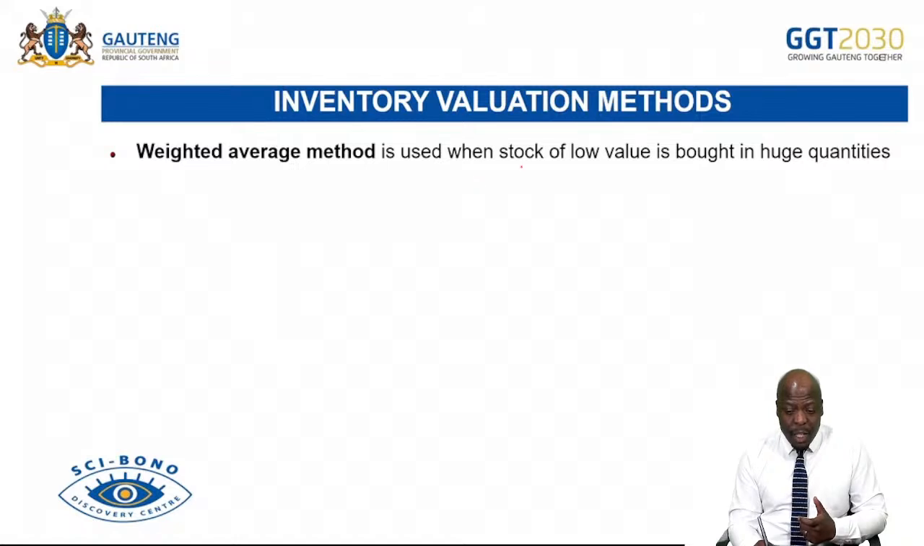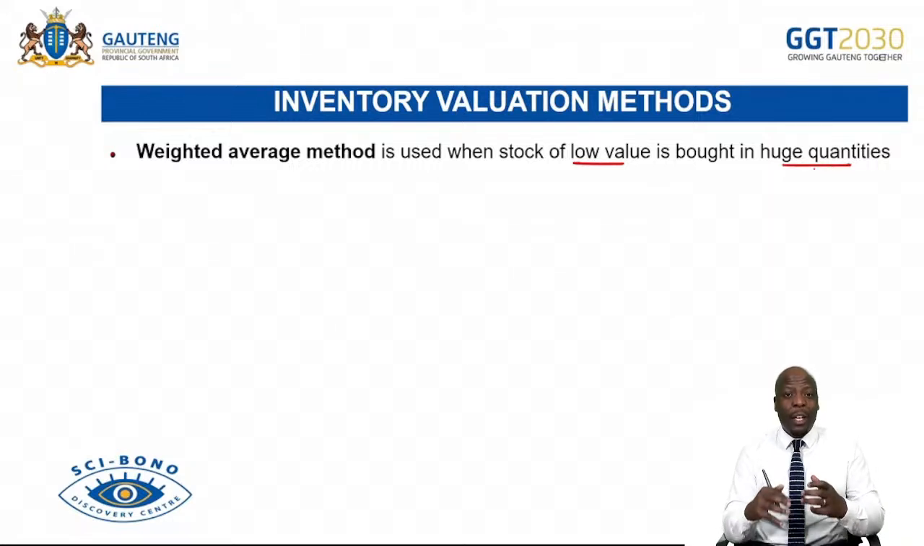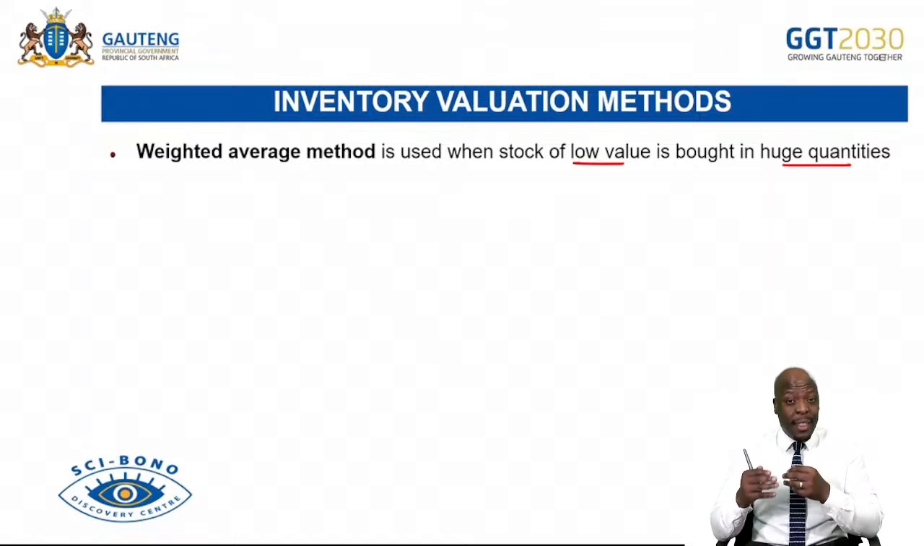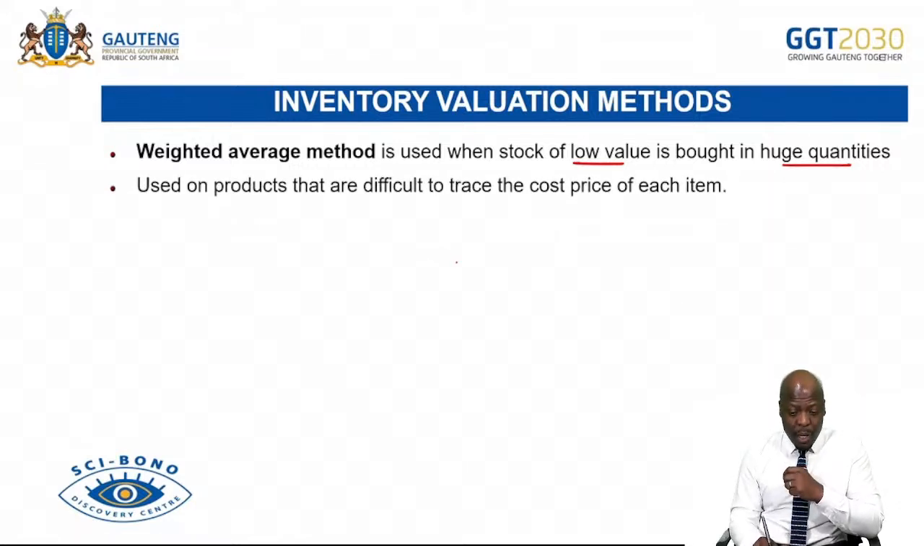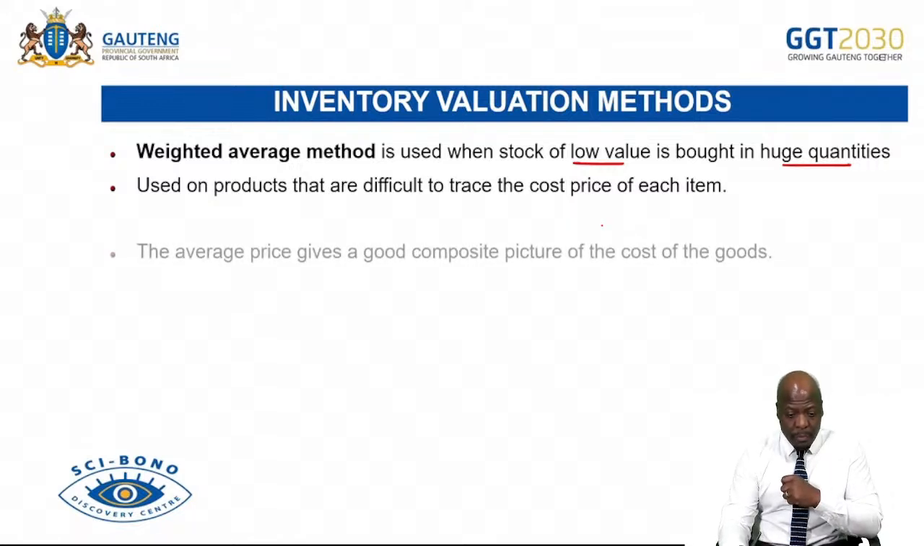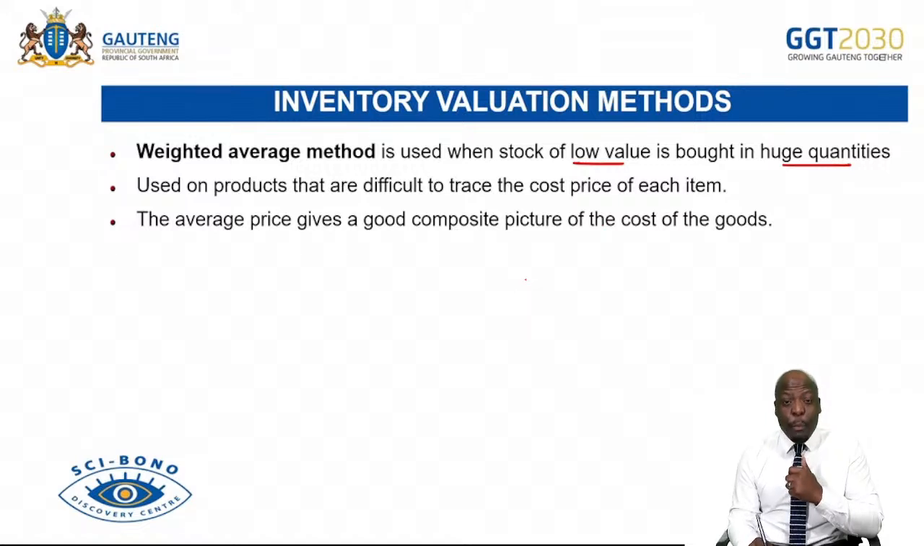This method is used when stock of low value is bought in huge quantities. So you have stock in huge quantities, and therefore you calculate an average price for it, and I'm going to show you how to get that average price. It is used on products where it is difficult to trace the cost price of each item, so we calculate the average price. The average price gives a good composite picture of the cost of the goods.